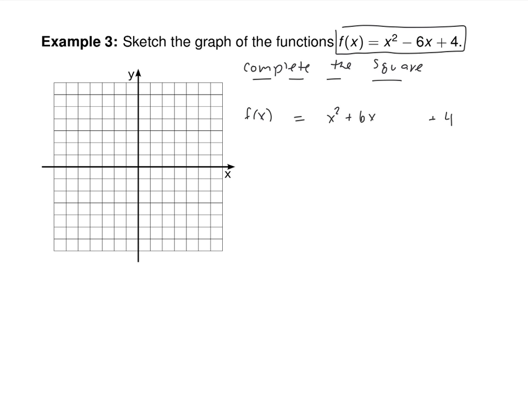So the name completing the square hints a little bit at what you're supposed to do. You're supposed to add a number in to somehow make this something squared. So we're going to add a number in here so that we can factor this into x plus something or x minus something squared. And the number to add in is 9. We'll discuss how you figure the number out in just a moment.